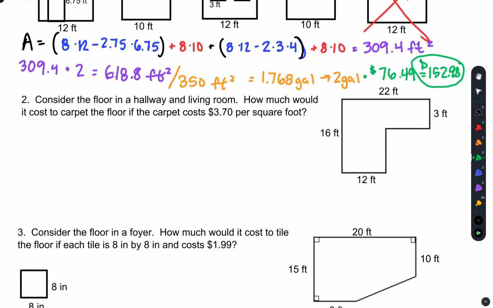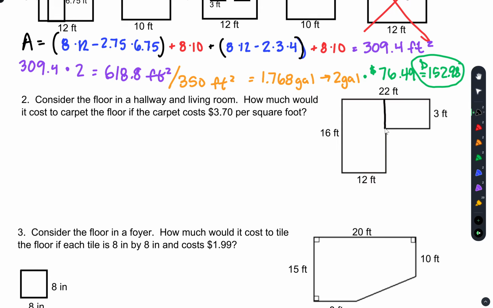Consider the floor in a hallway and a living room. How much would it cost to carpet the floor if the carpet costs $3.70 per square foot? So again, we're finding the area. This is not a shape that I'm super familiar with, this weird L shape. So my strategy is to cut this into shapes that are recognizable. Doesn't really matter which way you decide to cut this.